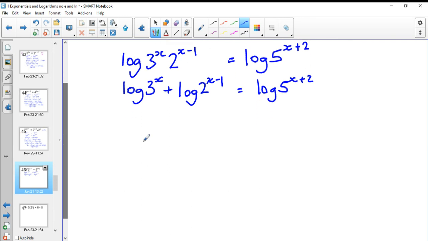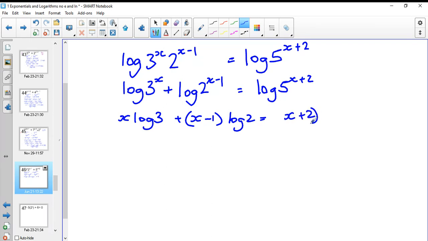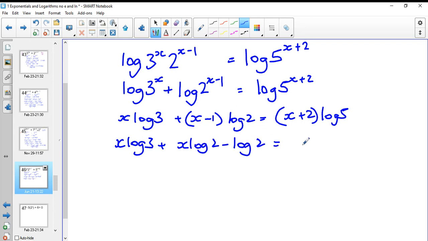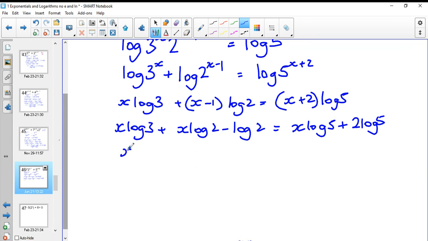And after that, it's just going from there, following the same routine. So I'm bringing all those indices down. It's just a little bit more long-winded, that's all. Expand. We've got x log 2 minus log 2 equals x log 5 plus 2 log 5, sorry. And now we just need to gather everything up.